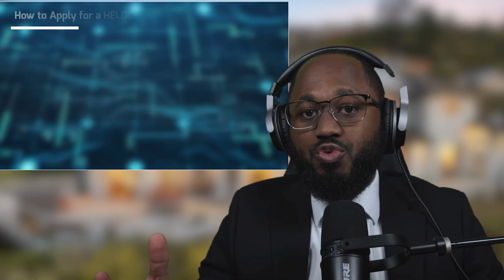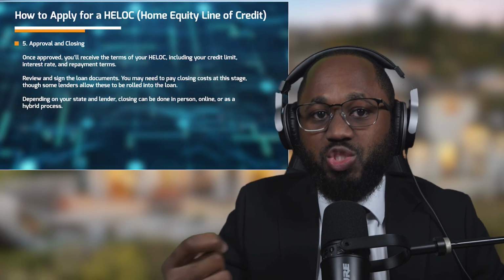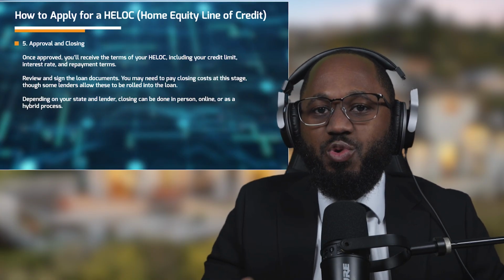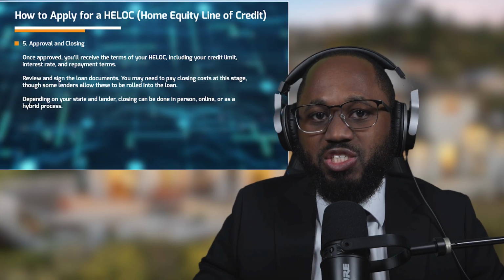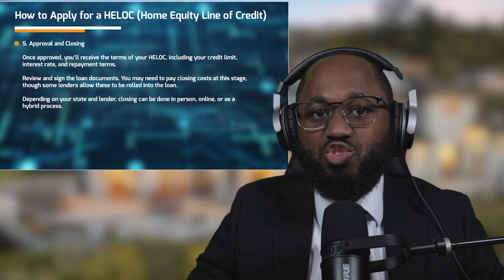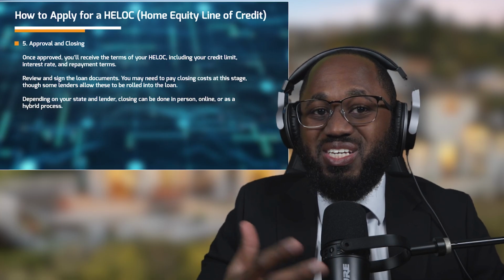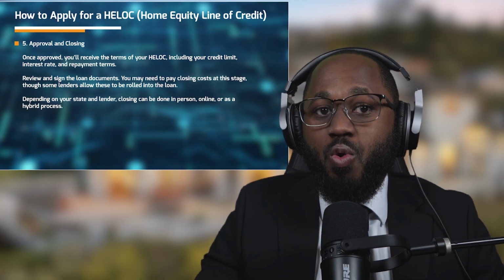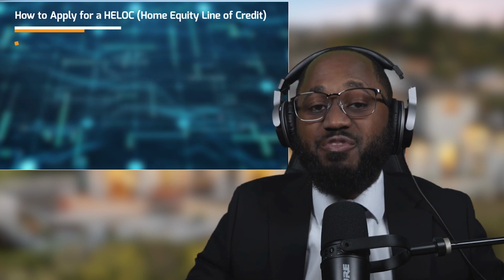So once approved, you'll receive the terms of your HELOC, including your credit limit, interest rate, and repayment terms. Review and sign the loan documents. You may need to pay closing costs at this stage, though some lenders allow these to be rolled into the loan. Depending on your state or lender, closing can be done in person, online, or as a hybrid process. Access your funds after closing.